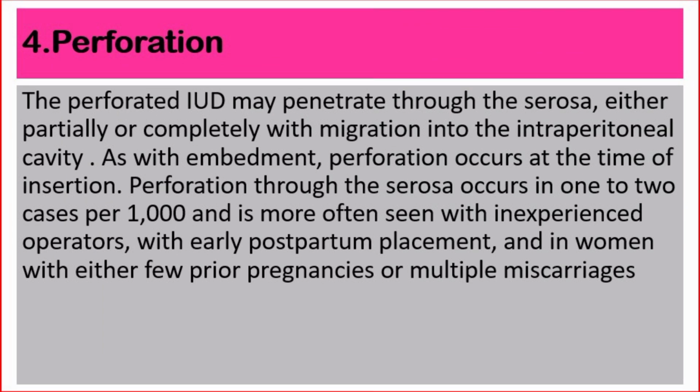Number 4. Perforation. The perforated IUD may penetrate through the serosa either partially or completely, with migration into the intraperitoneal cavity. As with embedment, perforation occurs at the time of insertion. Perforation through the serosa occurs in 1 to 2 cases per 1,000 and is more often seen with inexperienced operators, with early postpartum placement, and in women with either few prior pregnancies or multiple miscarriages.